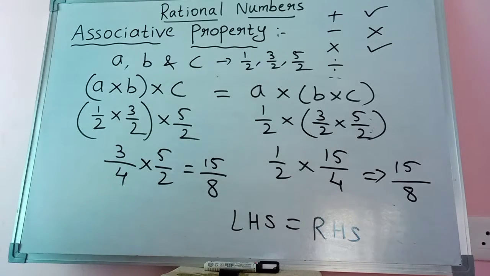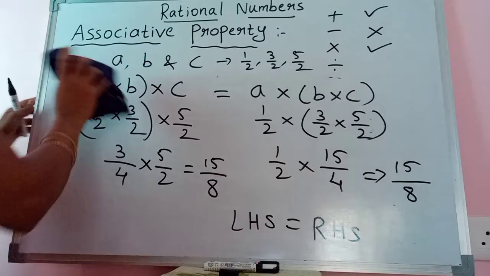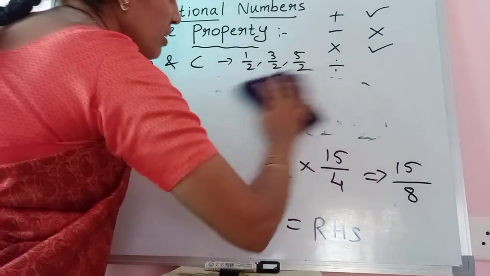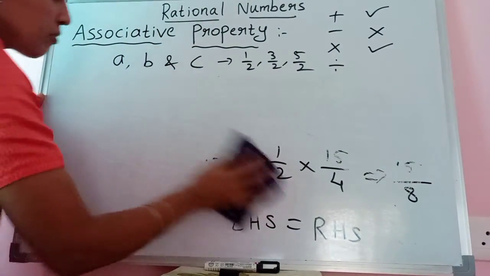Now finally we see whether rational numbers have the associative property or not under division. What is the general form? Remember this general form.